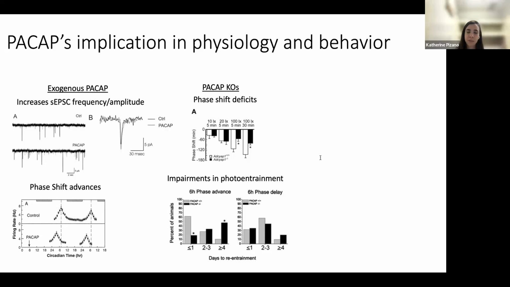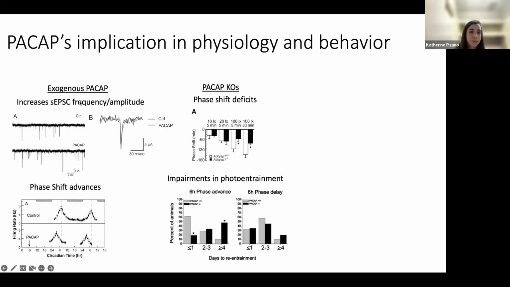PACAP is known to be part of this VIP glucagon superfamily. It's also known to bind to the PAC1R receptor, and it activates adenylate cyclase. Now, if you look at examples of papers that add exogenous PACAP and record from SCN neurons, you can have increases in spontaneous EPSC frequency, shown in this figure here. So with addition of PACAP, there are more spontaneous EPSCs, as well as increases in amplitude.